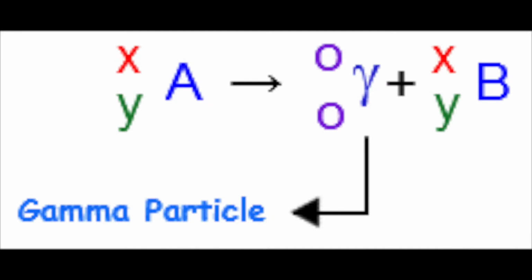Gamma decay is the emission of high-energy photons from the nucleus. This often occurs after alpha or beta decay when the nucleus is left in an excited state. No change occurs to the atomic number or the mass number, and therefore no transmutation occurs during gamma decay.